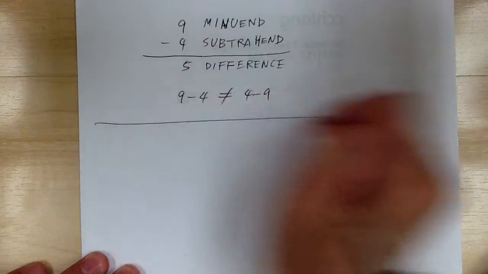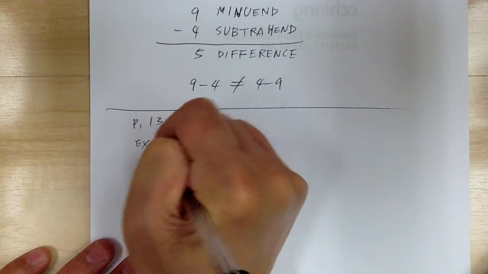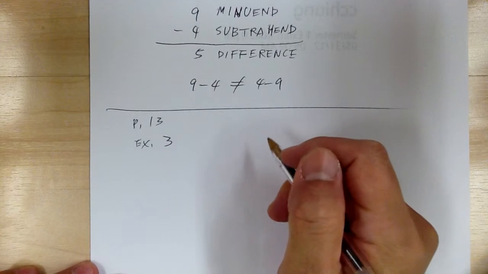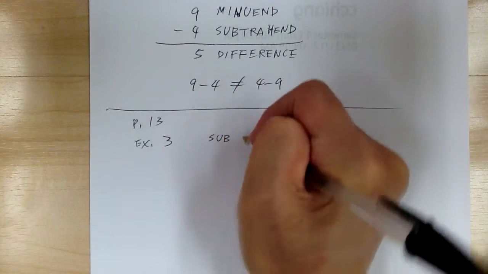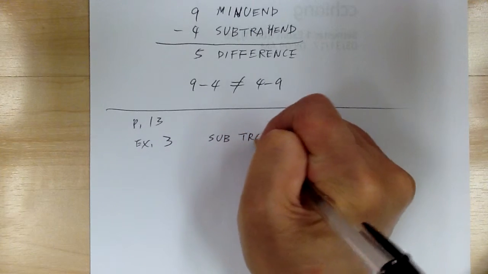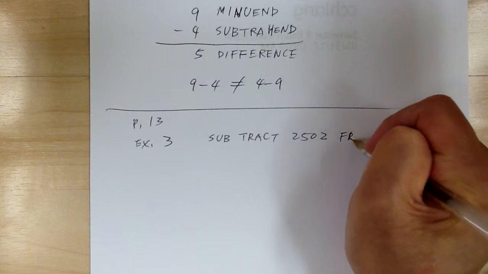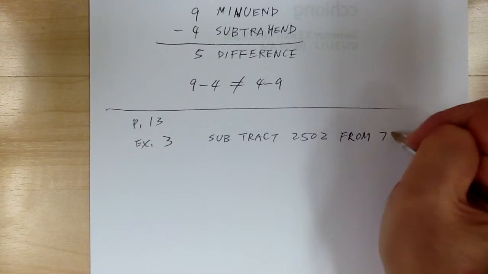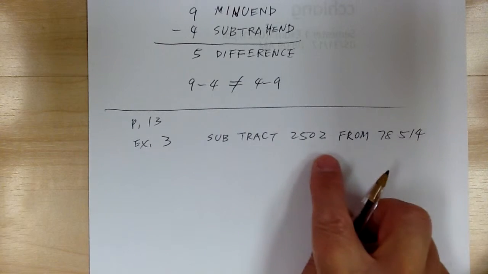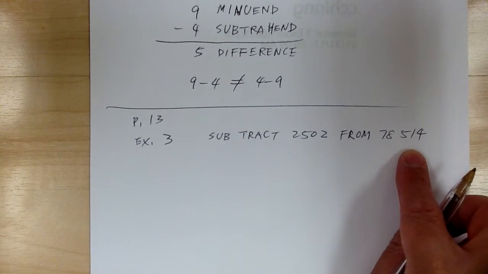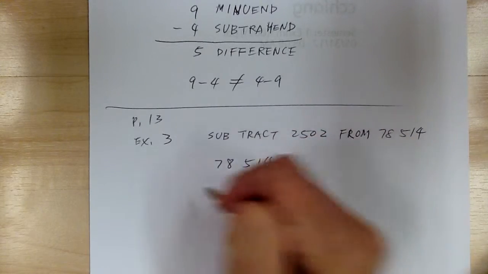Okay, so let's go to example 3 on page 13. Now, when it says subtracted from, you have to switch the order. So subtract 2502 from 78514. So subtract this from that. That means this will go on the bottom. So you got 78514 minus 2502.